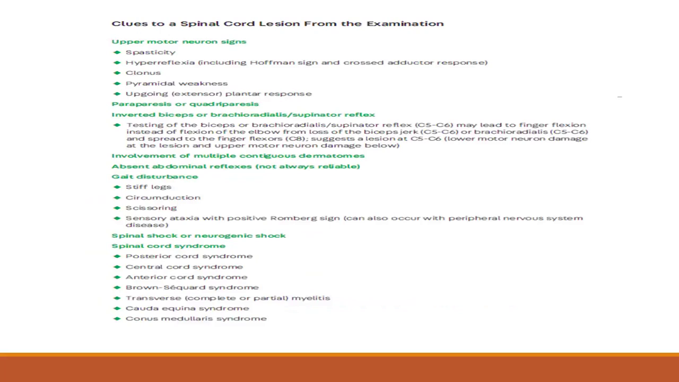So spinal lesion, on examination, what are the clues that we get to majorly know that it is a spinal cord lesion? So UMN signs, majorly spasticity, hyperreflexia, presence of clonus, and pyramidal weakness, and a bilateral upgoing plantar response. Not unilateral. Unilateral may sometimes localize to the brain, but bilateral. So presence of paraparesis or quadriparesis.